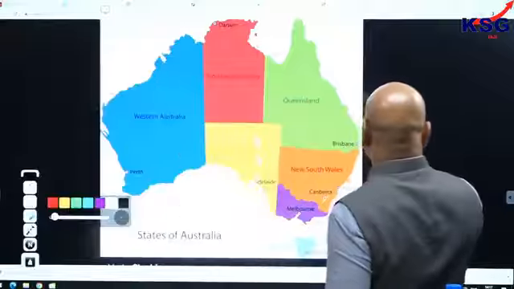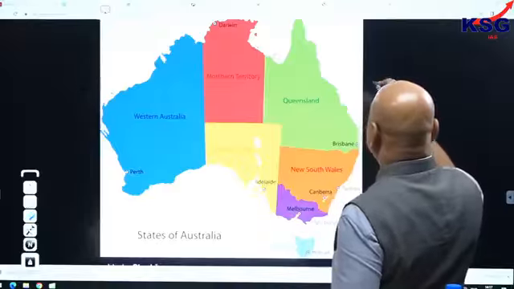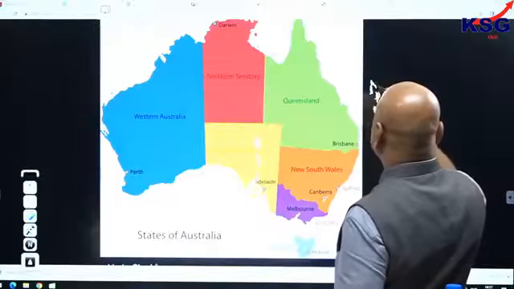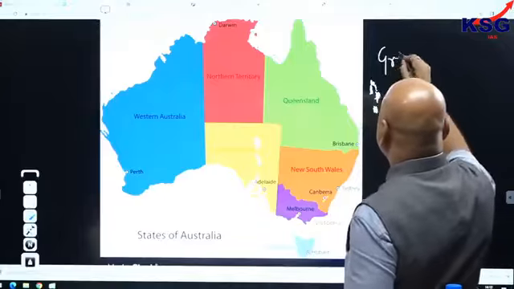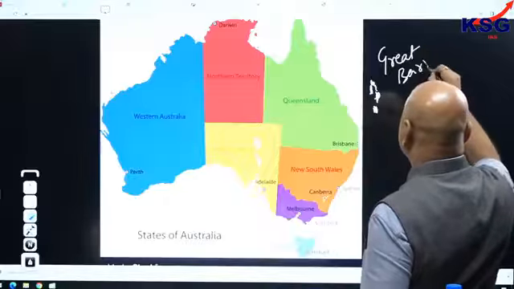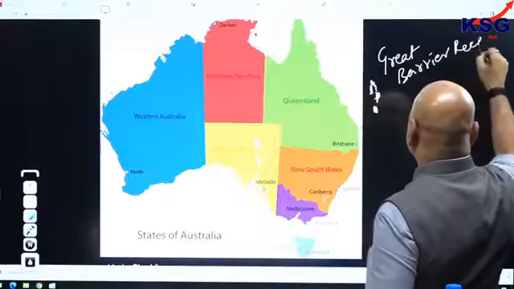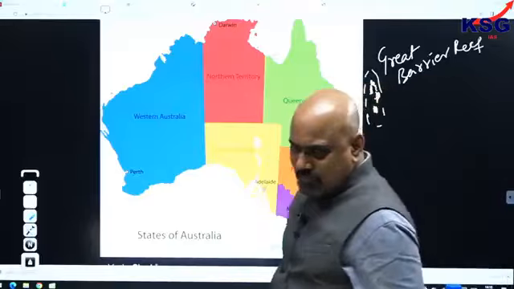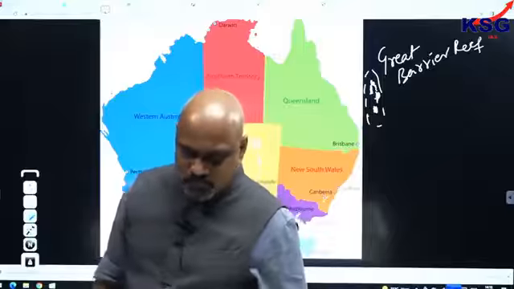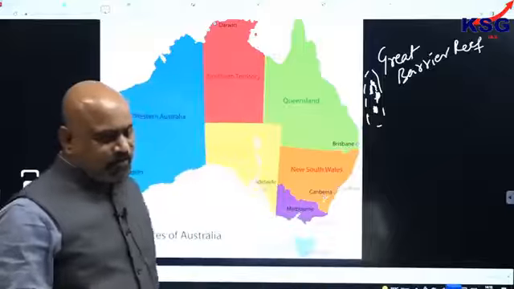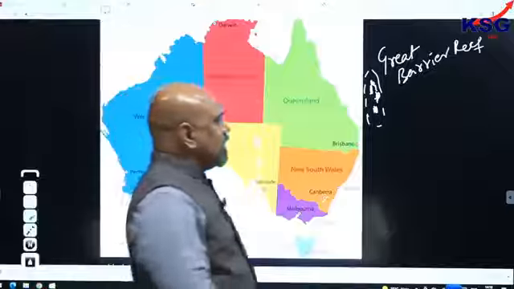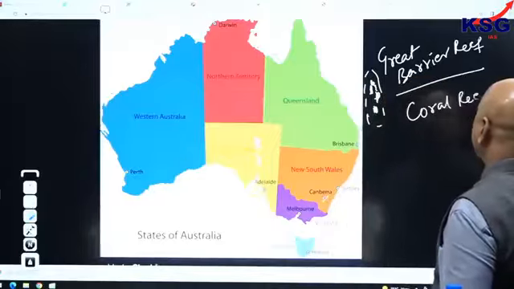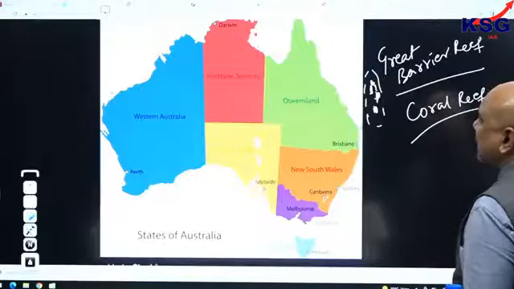Okay. Now, it is not given here, but one area you have, this side you see, here. On this side, you have a group of islands. They are called as, can anyone tell me? This is the Great Barrier Reef. This region is the Great Barrier Reef here. It is a type of coral reef. A type of coral reef you will find here.